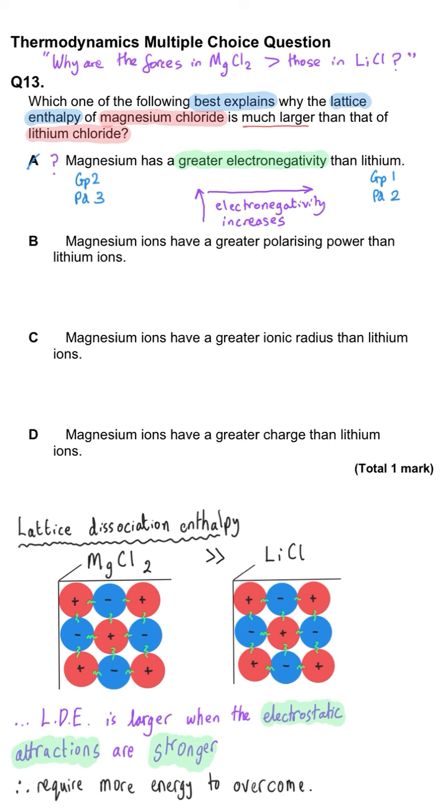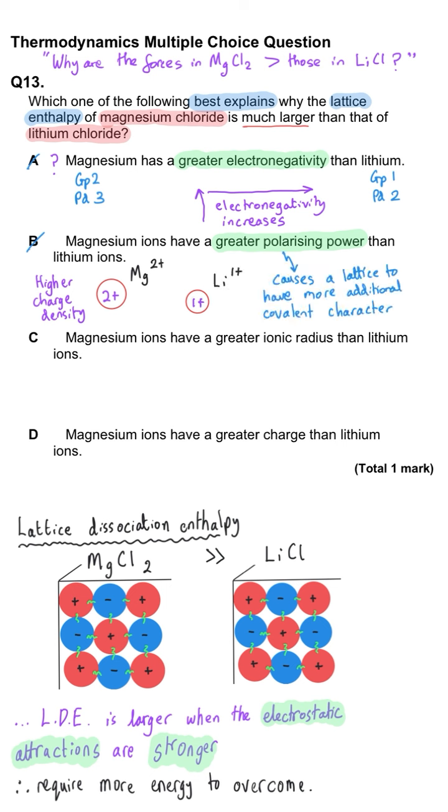In B, we're told that magnesium ions have a greater polarizing power than lithium ions. Now, this statement is true, but it isn't the reason why the lattice enthalpy is bigger for magnesium chloride than lithium chloride. It is the reason why it has got more additional covalent character in magnesium chloride than lithium chloride, but that's not what this question is asking about. It's not asking about the difference between theoretical and experimental lattice enthalpy, so it's not B either.